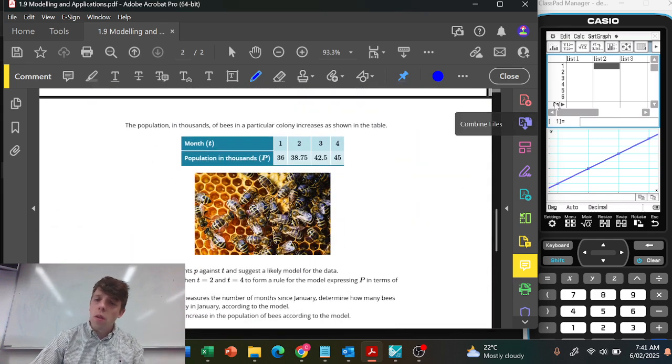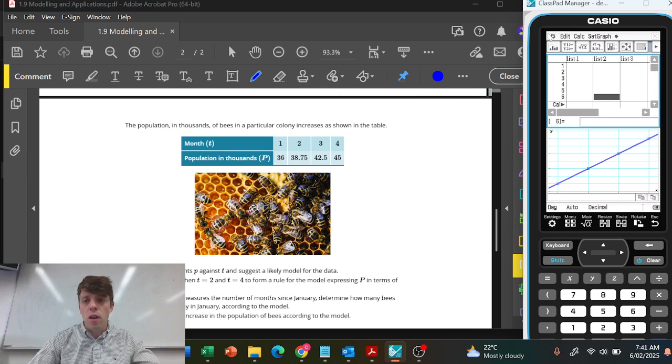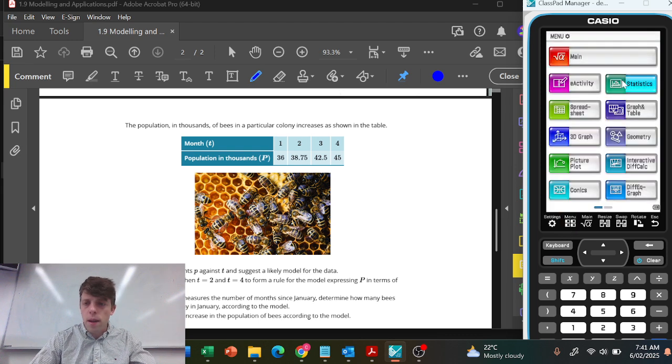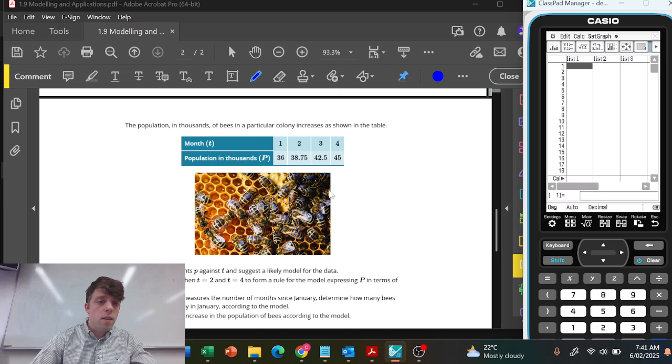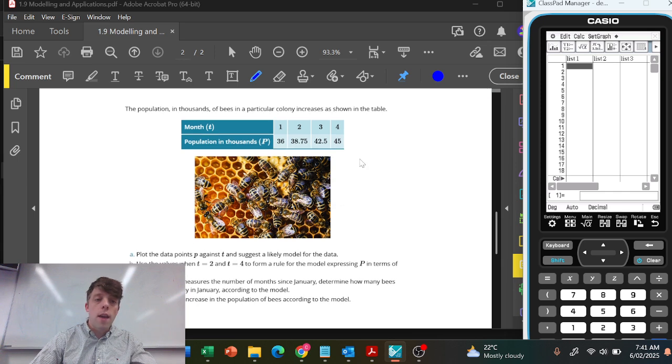All right, so with all of that preamble aside, let's get into looking at this example here, and then you can just do this for yourself. So I'll get back into this. Here's our statistics screen, ready to get started. Now the problem says the population is in thousands. Now always be careful to read the question.